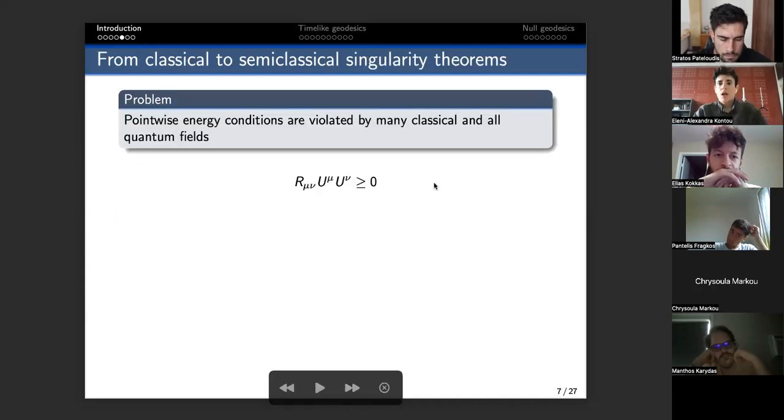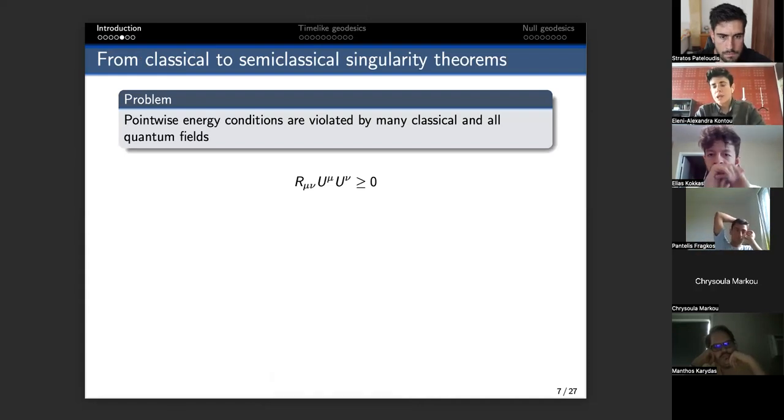Now, I already talked a little bit about the energy conditions and their problems. The pointwise energy conditions are violated by some classical fields, specifically the strong energy condition is very easily violated even by classical fields. And more importantly, these conditions are violated by all quantum fields. So quantum fields can admit negative energies. There's always some state that has negative energy. So we can't hope to have any semi-classical singularity theorem, any singularity theorem that is applicable for quantum fields if we keep these pointwise energy conditions. So we need some weaker condition.